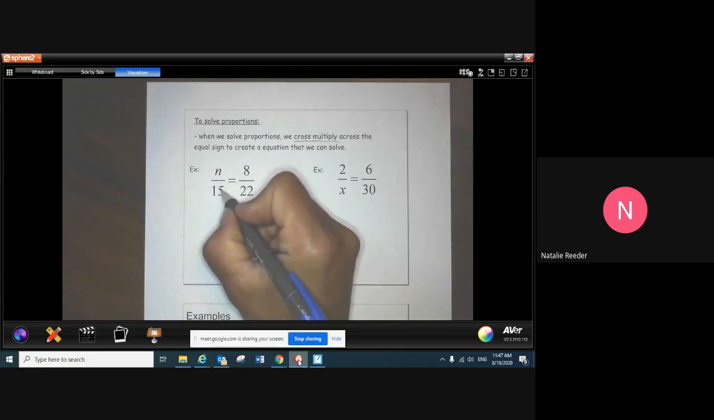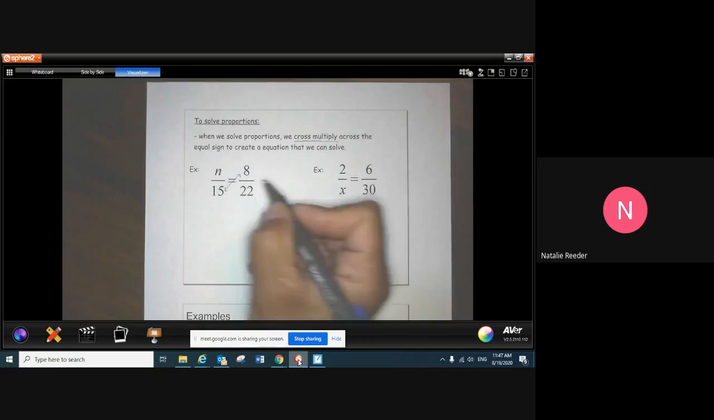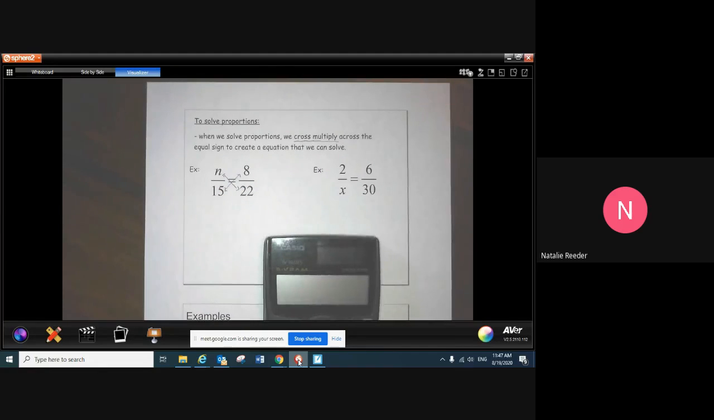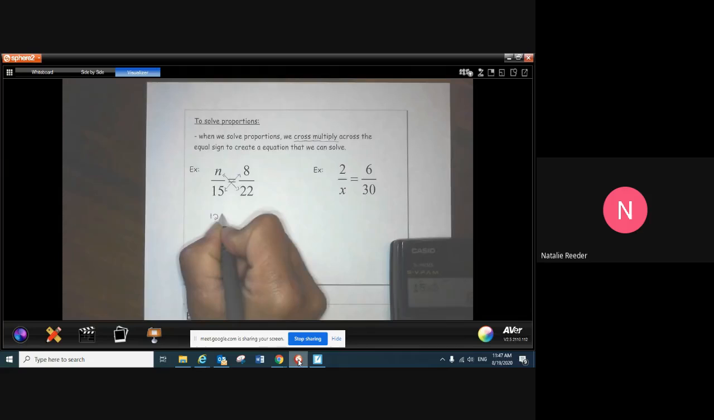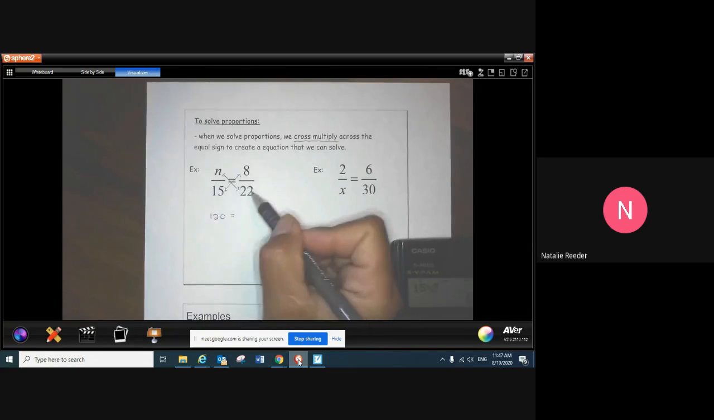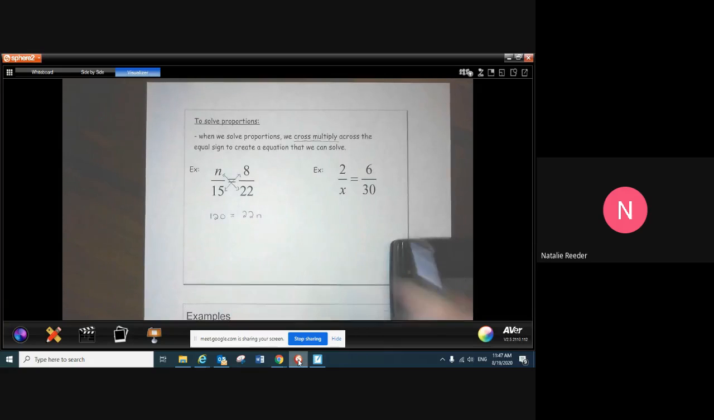Now, to cross multiply means I'm going to go 15 times 8, and I'm going to go n times 22. Now, 15 times 8 is equal to 120. So I could say 120 is equal to, now 22 times n, we just write 22n. That just shows that they're multiplied together. Now it's an equation that we can solve. I need to solve for n. What does n equal?